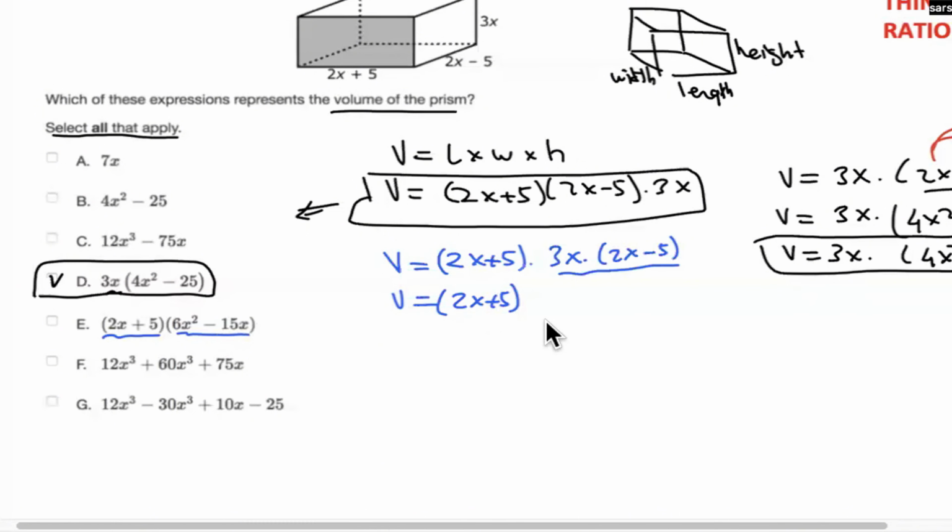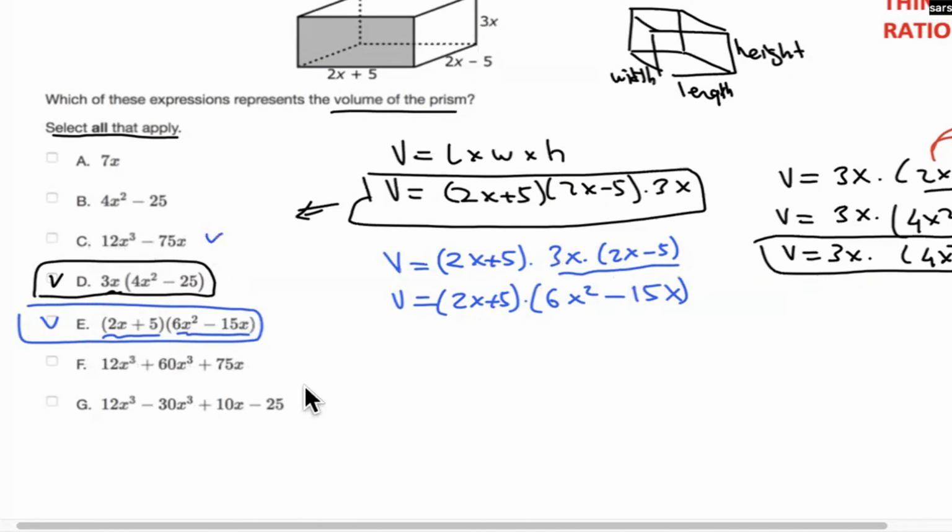If it is so, then I will choose it as a correct answer, okay? So 3x times 2x is 6x squared, and 3x times negative 5 is negative 15x. Yep, it is here. As we see, option E will also be correct. We got it. So we have some cubic expression.